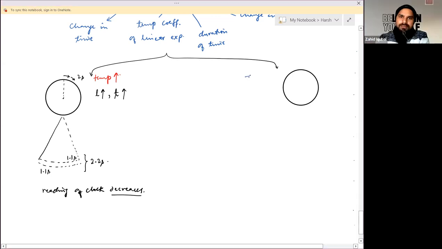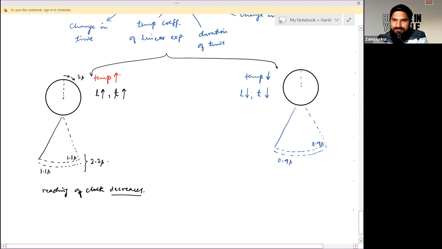Good. If we decrease the temperature, the length of the pendulum also decreases. So the time period of oscillation would also decrease. It means on going from this point to this point, initially it was taking 1 second. Now it would take 0.9 second, and similarly on returning back, it would take again 0.9 second.